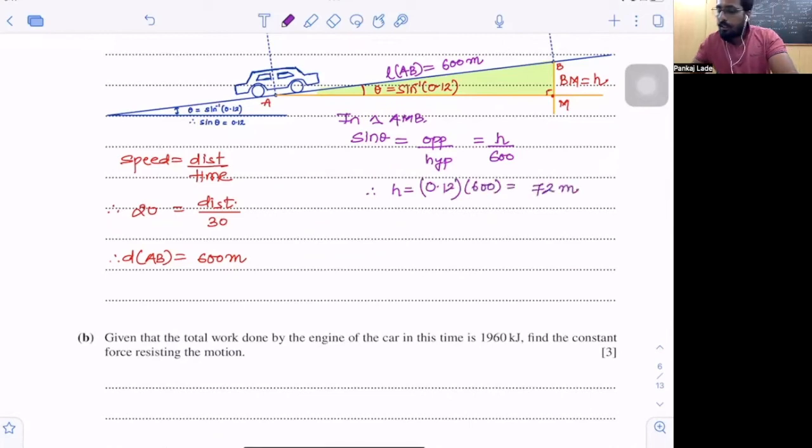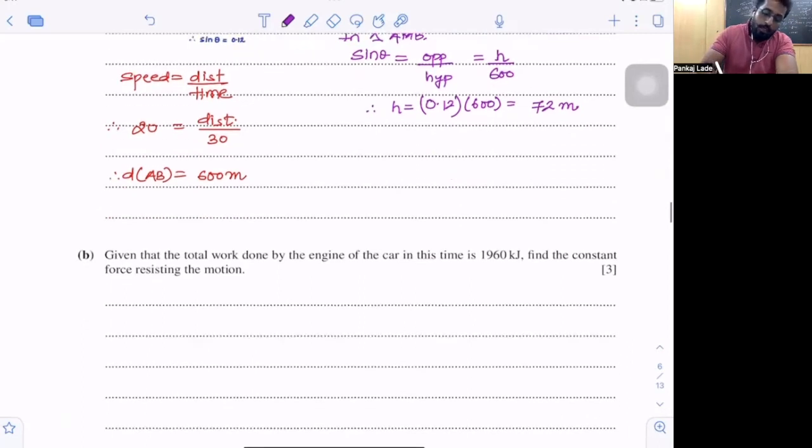Let's confirm it. Okay, 0.12 multiplies with 600. Of course, it's 72, but it's always better to cross check your calculation. So that's h is 72 meters. So there is a vertical displacement of 72 meters. Now along the plane, the displacement is 600 meters, but the vertical displacement is only 72 meters. This vertical displacement is responsible for the change in the potential energy. This vertical displacement is going to account for the potential energy.